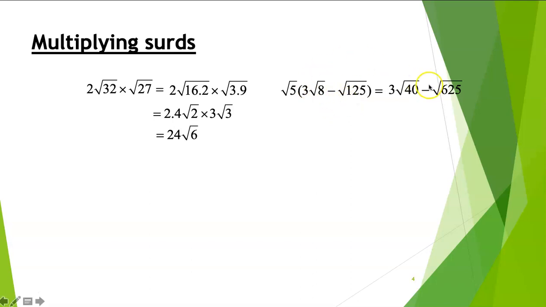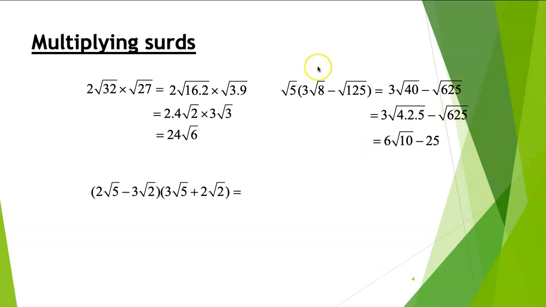So for this one, I've expanded. Now I'm going to try to simplify. So I'm simplifying those further, and I end up with 6 square root of 10. This one here, you can see it's exactly like expanding 2 brackets.